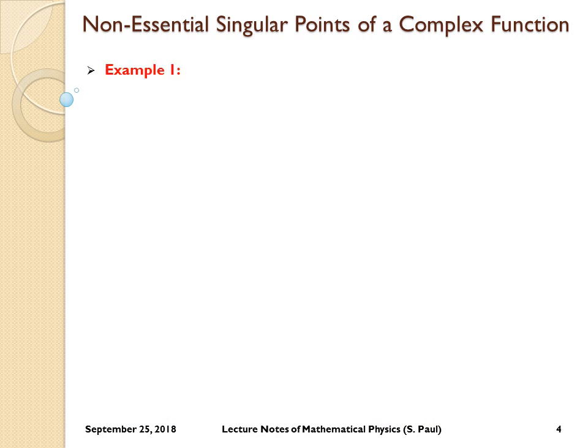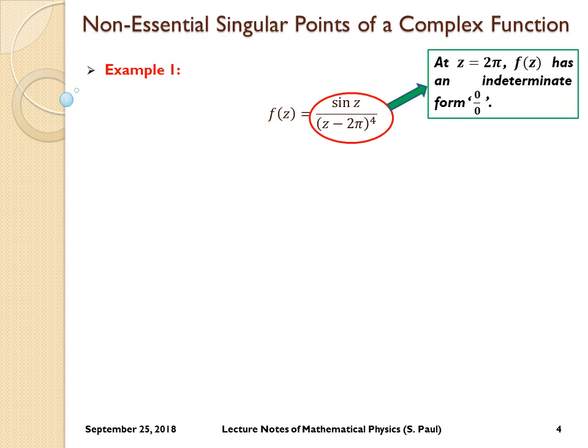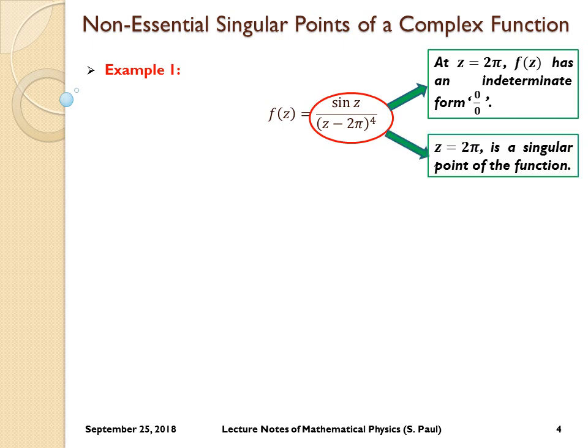So now the first example which we will take is this: f of z equal to sin z by (z minus 2 pi) whole to the power 4. As we can see, at the point z equal to 2 pi, the function f of z has an indeterminate form 0 by 0. That means the function is not defined at z equal to 2 pi. So we can say that z equal to 2 pi is a singular point of the function.